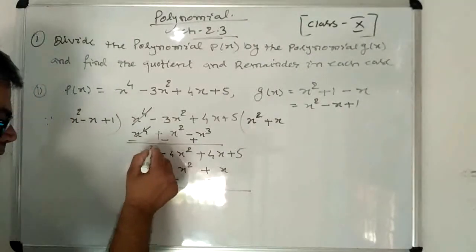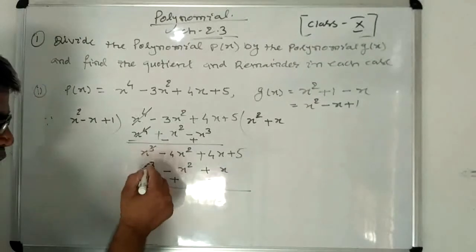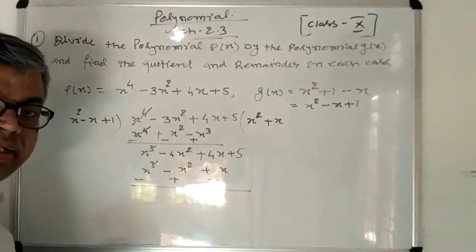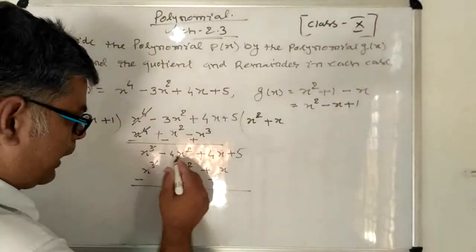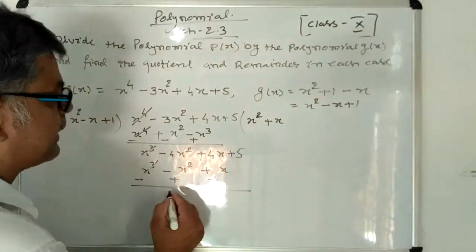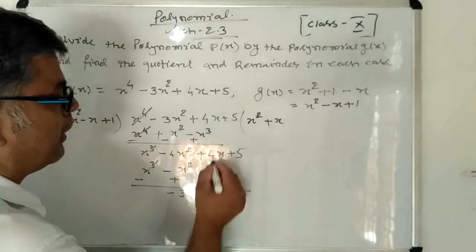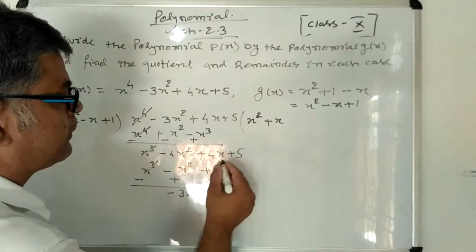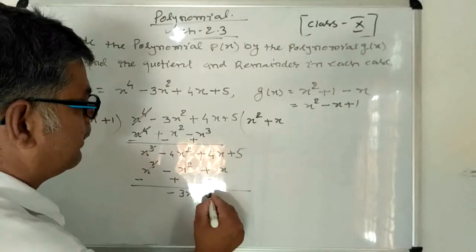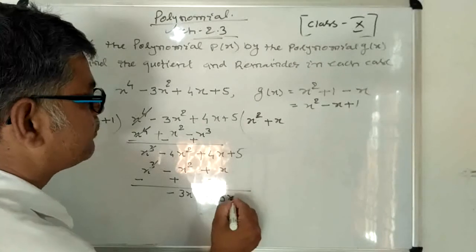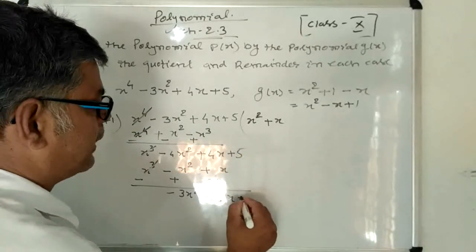Again you can see that plus x cube minus x cube will get cancelled. So now you have minus 4x square plus x square, that is equal to minus 3x square, and here it will be plus 4x minus x, which will be plus 3x, and this will be plus 5.